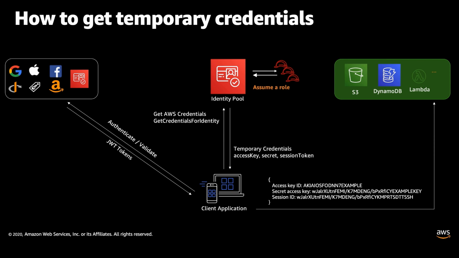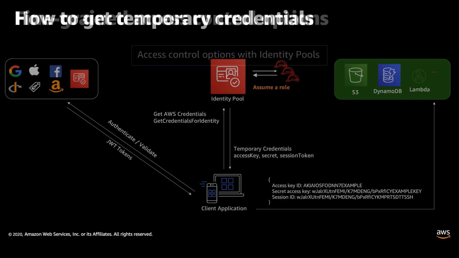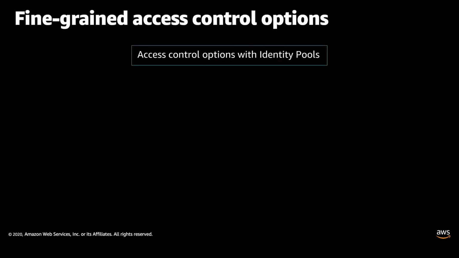And this brings up the question, what are the options for fine-grained access control? Can it be dynamic, or is it a fixed set of permissions and a fixed set of roles that I can assume? Let's look at the options. Credentials returned from an identity pool are usually obtained by assuming an IAM role. So access control will always come down to which IAM role to assume and what variables can be presented in the IAM policies to further allow or deny actions.